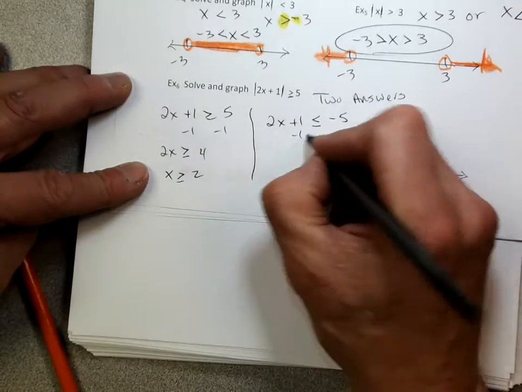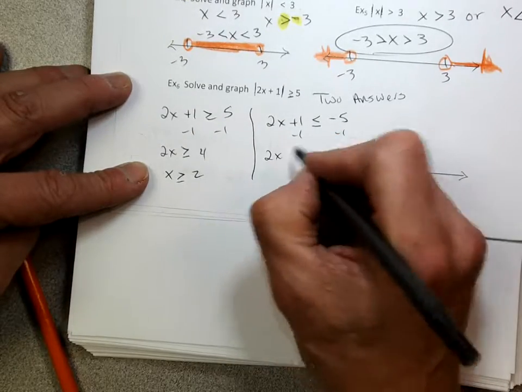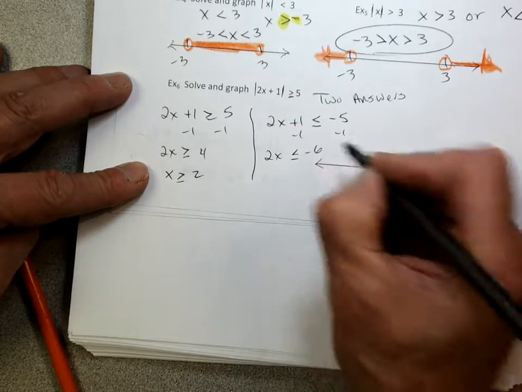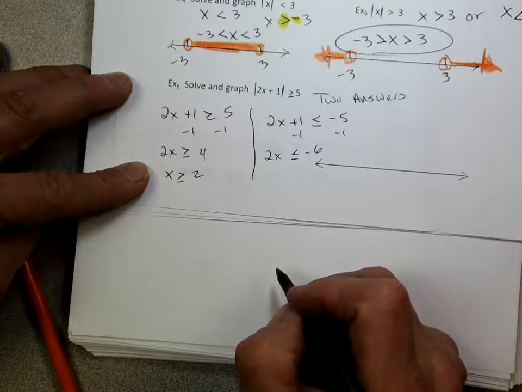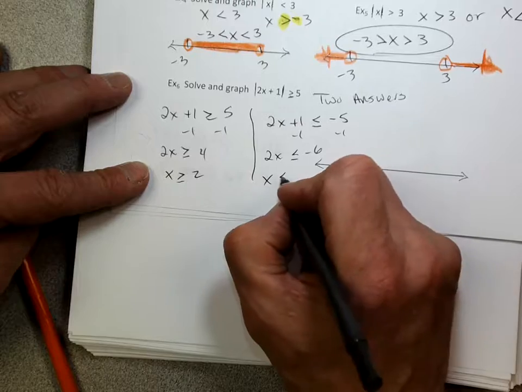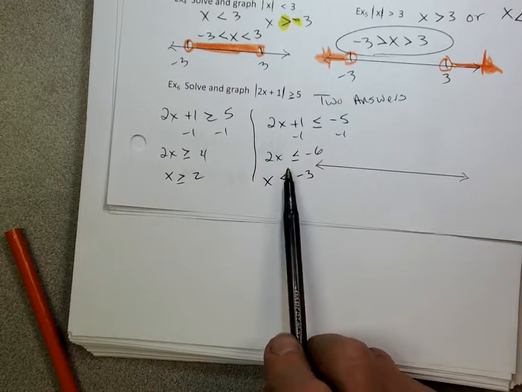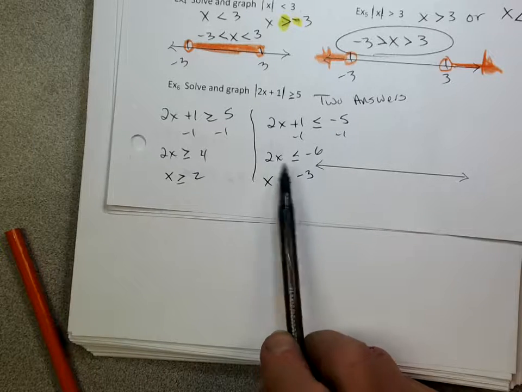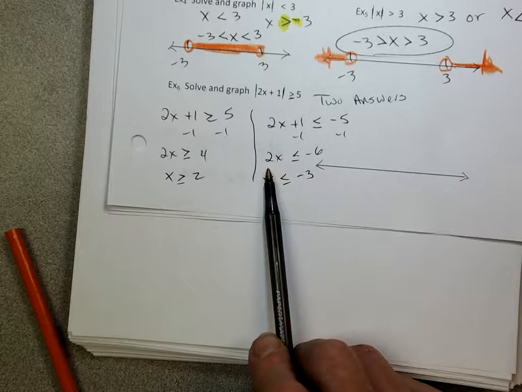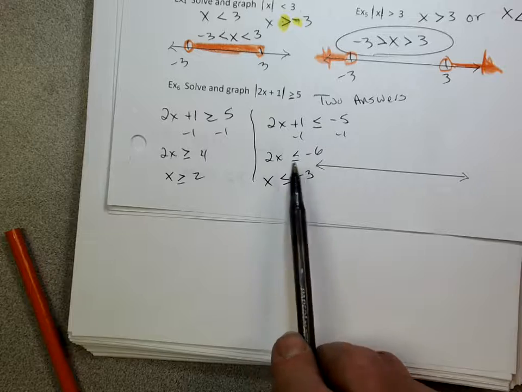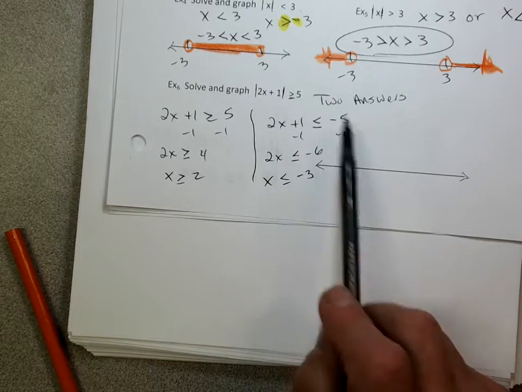Other equation, minus 1, minus 1. 2x is less than or equal to negative 6. Divide by 2, x is less than or equal to negative 3. Now, be careful. I did not turn the sign, because I never divided by a negative. I divided by a positive 2. Don't turn the sign. We turned the sign up here when we made it negative, didn't we?